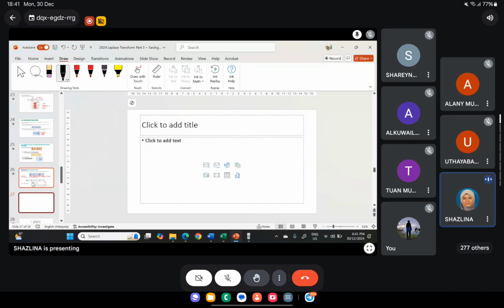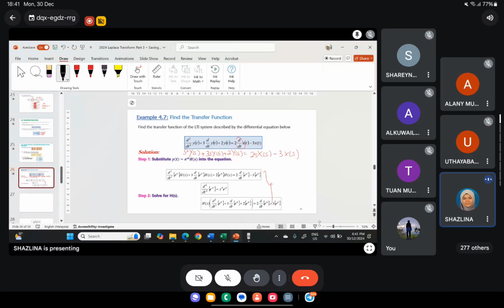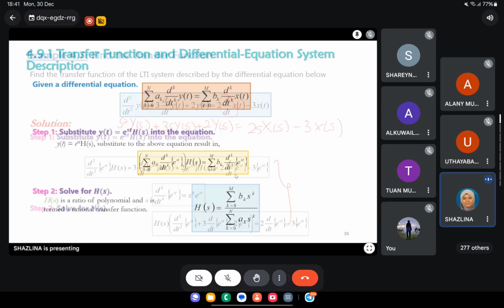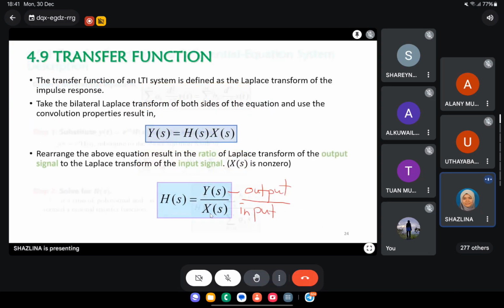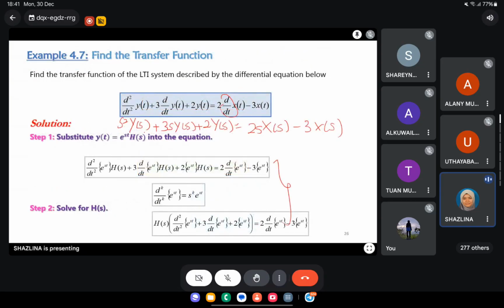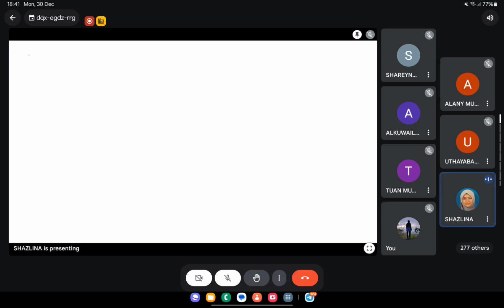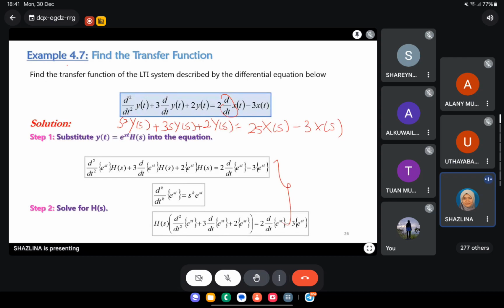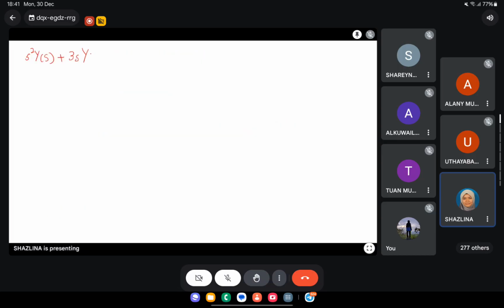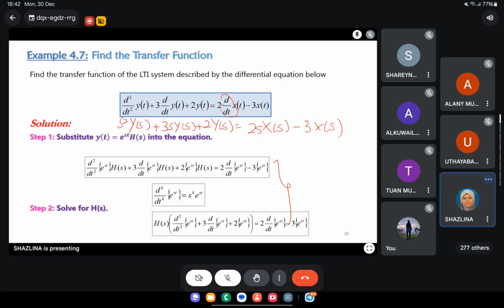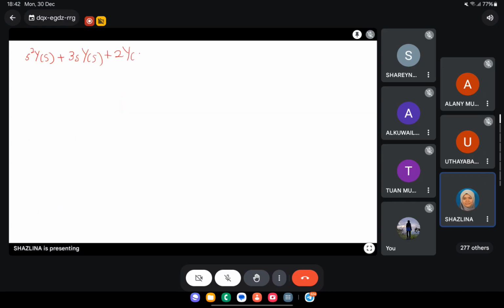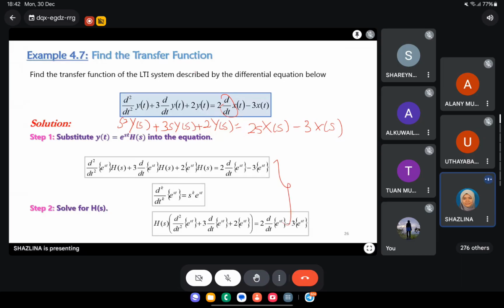So to get the transfer function, which, as I mentioned, is Y over X, you have the equation in terms of both y and x. So I'll do again: s square Y(s) plus 3sY(s) plus 2Y(s) equals 2sX(s) minus 3X(s).